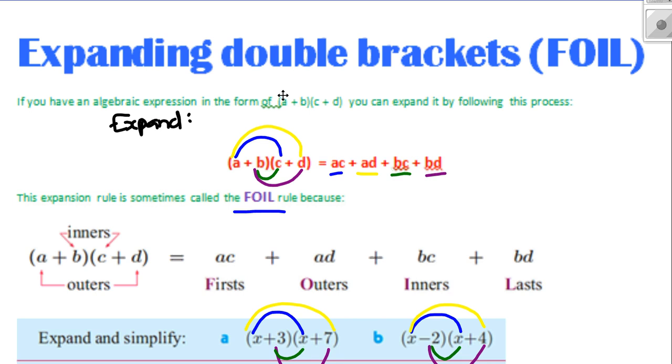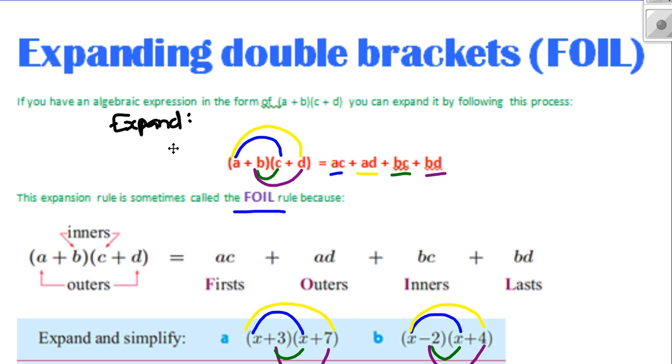If you use the FOIL method, you multiply the firsts to begin with. A and C are the first terms in the brackets. So multiply the firsts, and then you multiply the outers, meaning the outside ones, A and D. Then you multiply the inners, and then the lasts. B and D are the lasts. The inners are B and C.